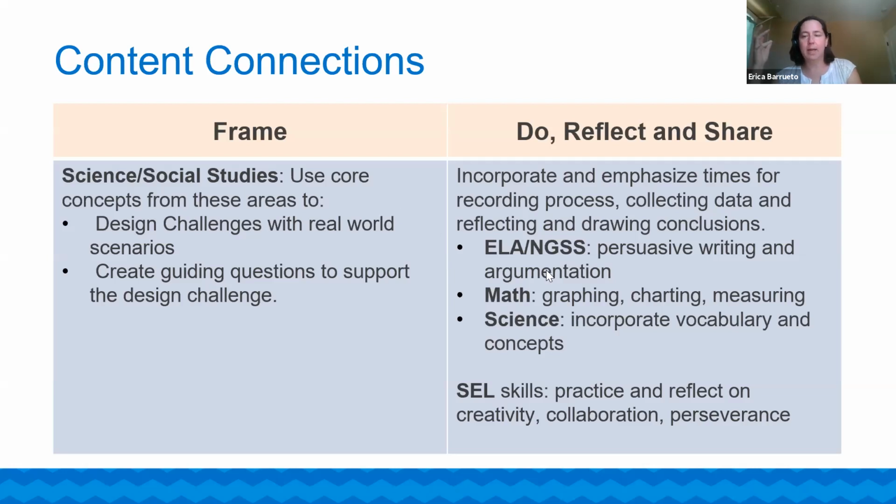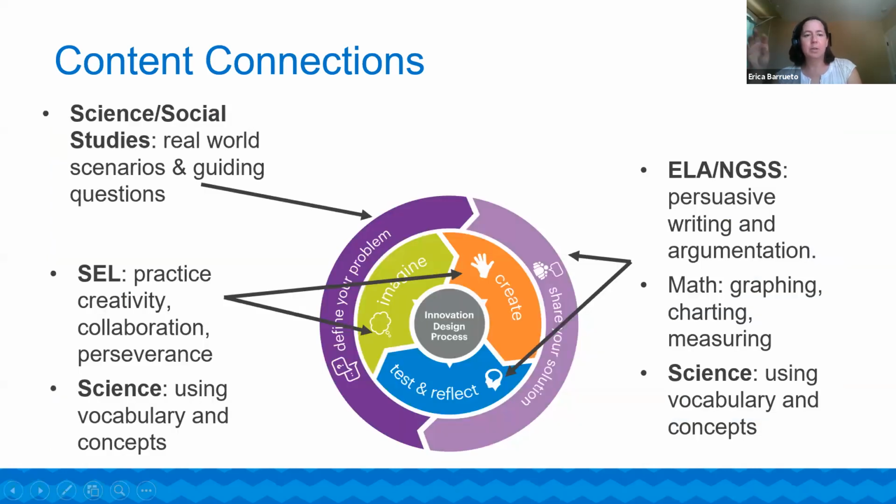So just to think about that another way, you can also think of it around this design challenge cycle that we shared earlier. Science and social studies are brought in when you're defining your problem. Social emotional learning and science vocabulary and concepts are brought in again when you're imagining and creating, as well as testing and reflecting. And the persuasive writing, argumentation, and reflection connection is made most concretely during test and reflect and sharing your solutions.